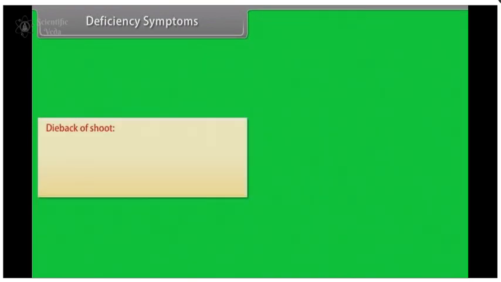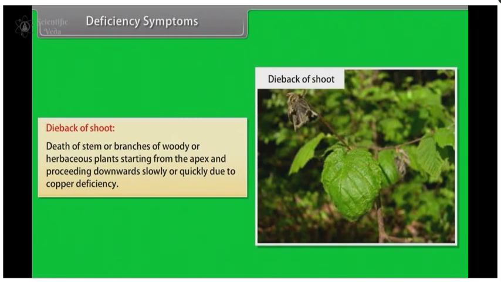Dieback of shoot. Death of stems or branches of woody or herbaceous plants, starting from the apex and proceeding downwards slowly or quickly, due to copper deficiency.